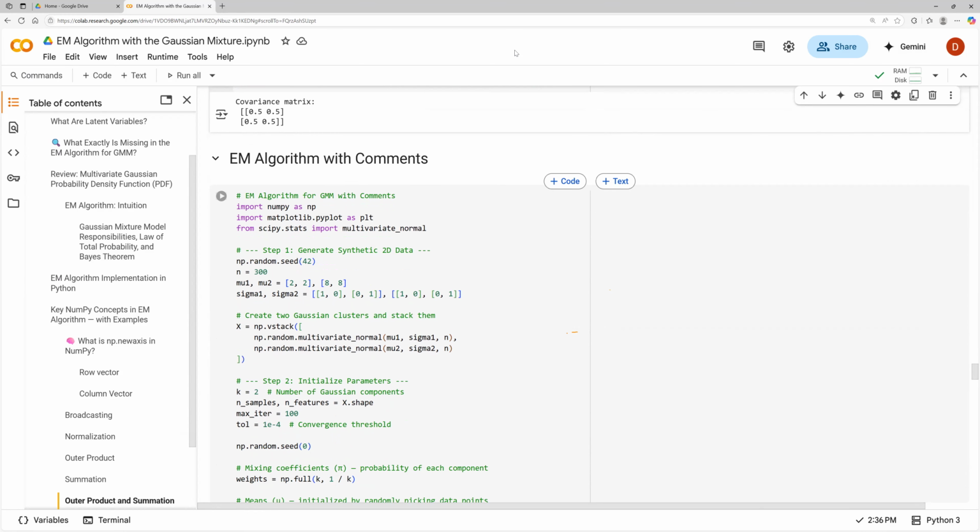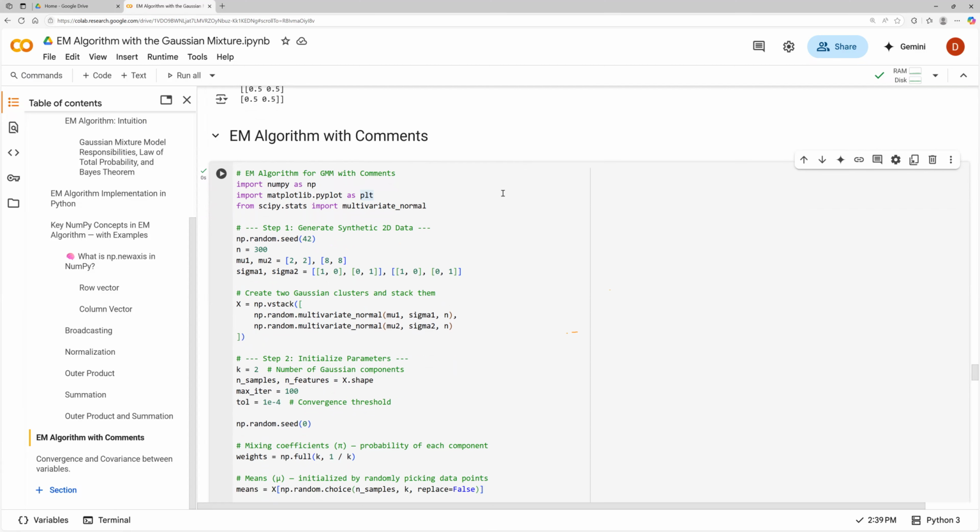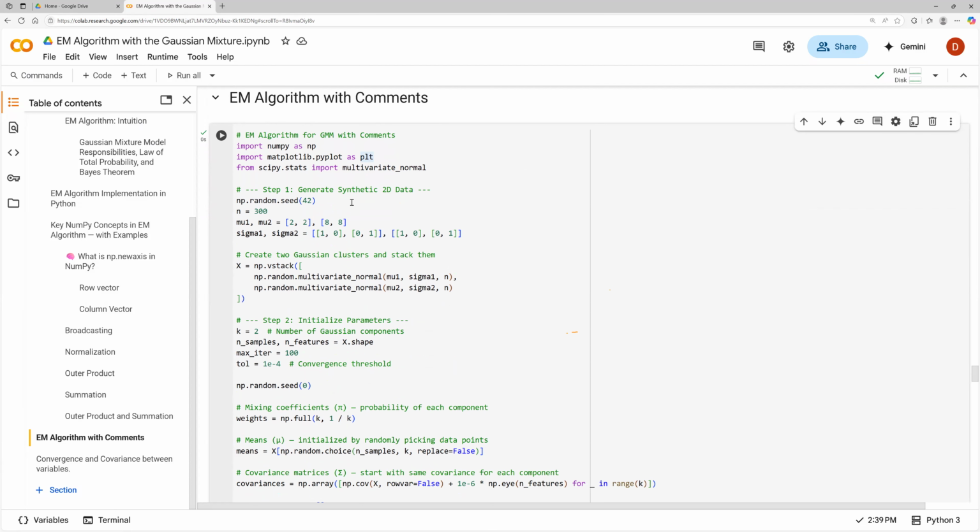Now, let's go through the EM algorithm again, this time with some comments. We're going to go through this knowing the important steps that we just went through with NumPy. Okay, so we generate a synthetic data set.